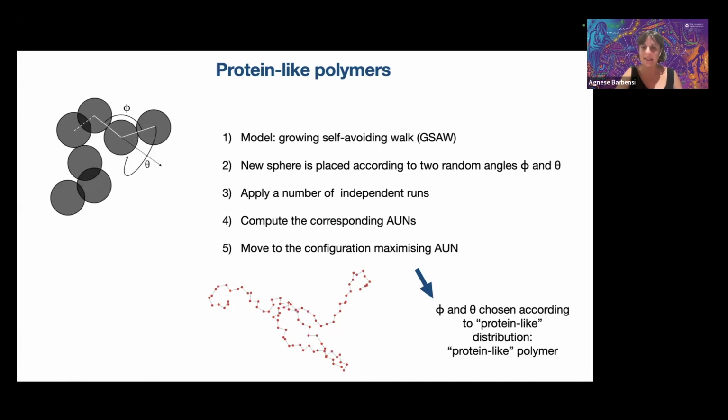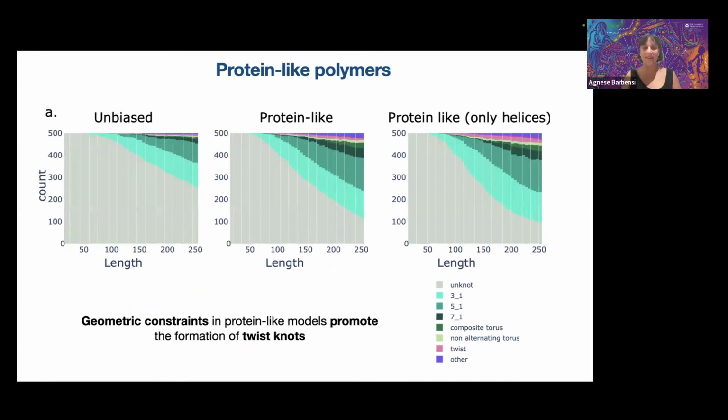biases we might get. And getting back to the result picture, we can see from these figures that after we add these geometric constraints, we see a substantial increase in the formation of twist knots. Each of these plots corresponds to a different choice of angles. The leftmost plot is what we call the unbiased growing model, in which our curves are polymer-like. So phi is taken to give this persistence length, and theta is chosen randomly, uniformly.